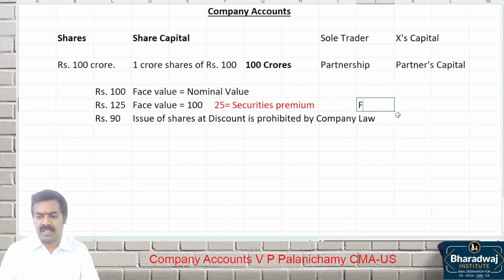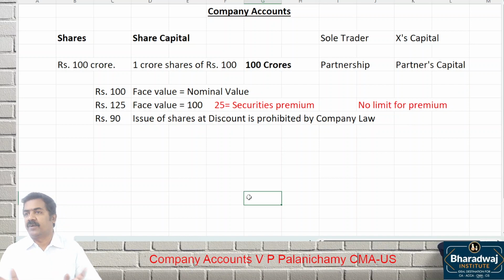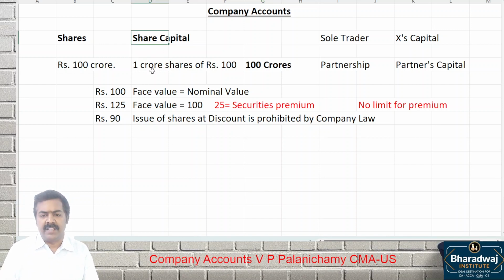Now, what is the maximum limit for premium? Can I issue a share which is having a face value of rupees 100 at 10,000 rupees premium? You can. No limit for premium. You can charge any amount of premium and you can issue the shares. There is no limit for what? Charging the premium. 10 rupee share can I issue for 1 lakh rupees? You can do it. There is no limit for which one? Premium.